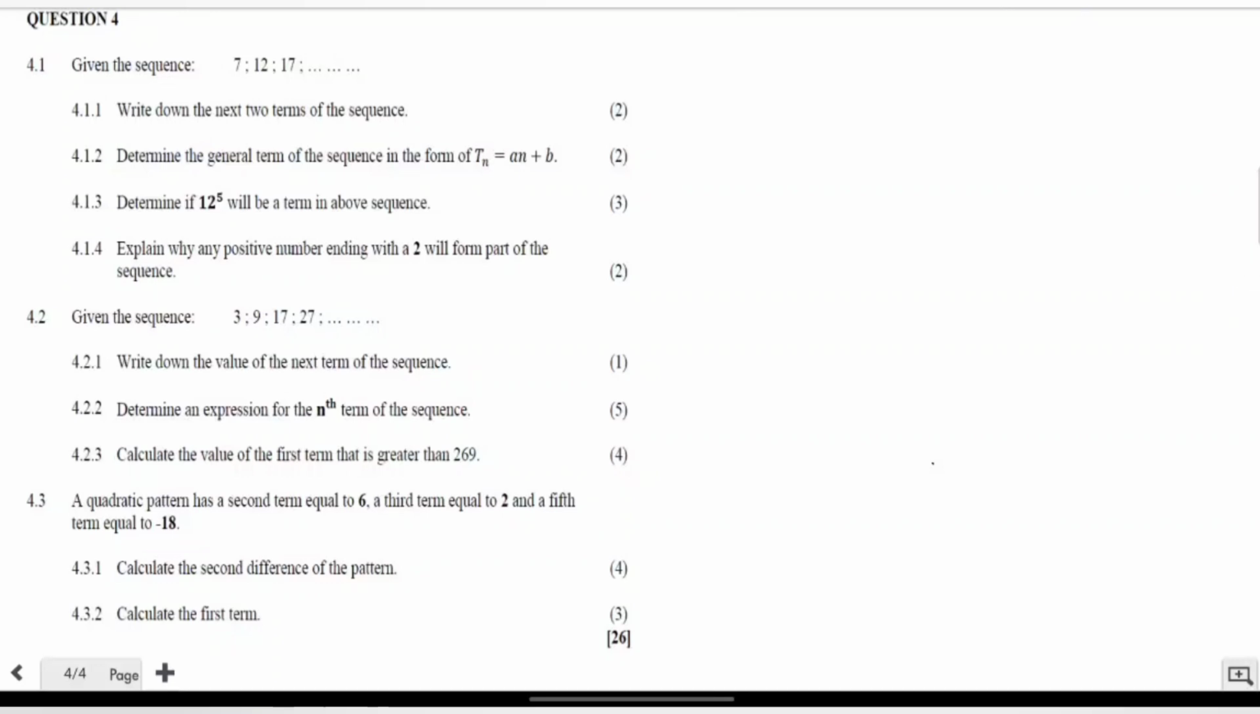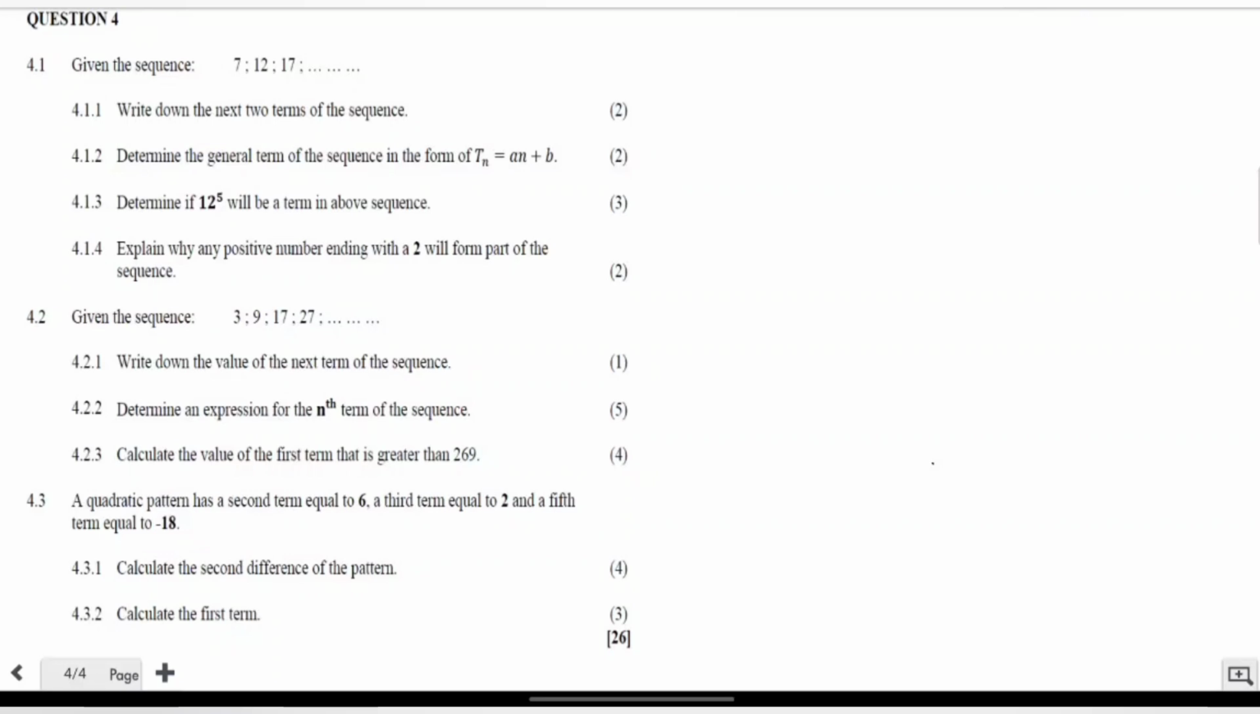Okay, now question number 4. This one is a number pattern. Okay, we are entering into number pattern. In grade 11, mainly we study two number patterns: one is a linear pattern, the other one is a quadratic pattern.